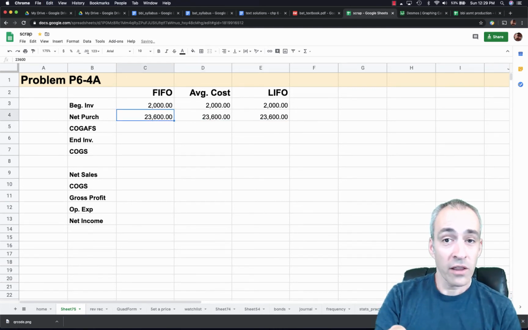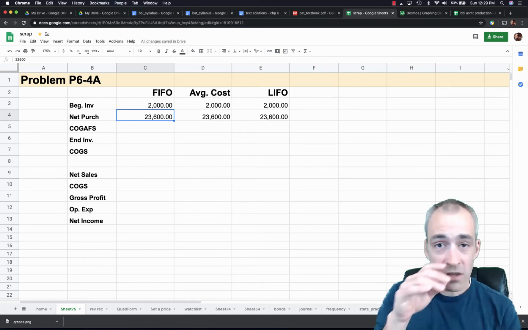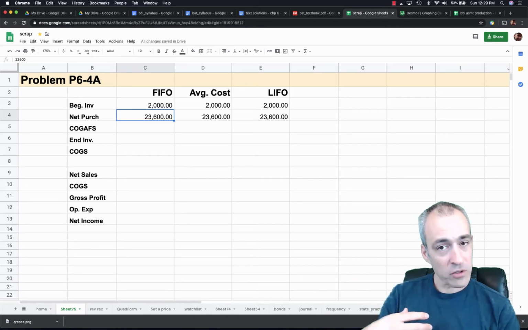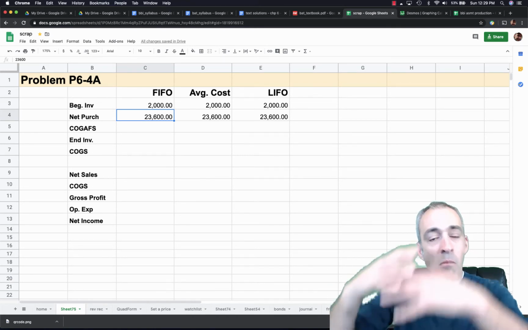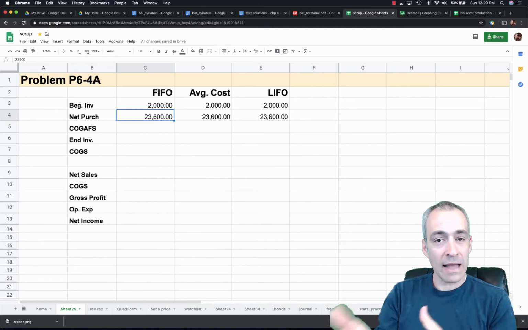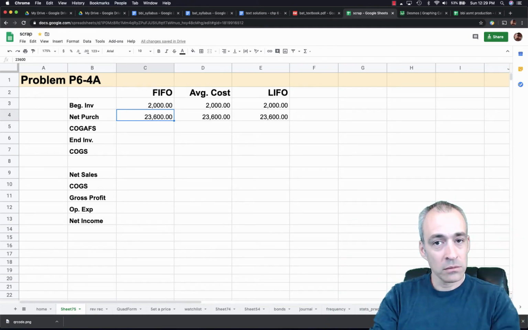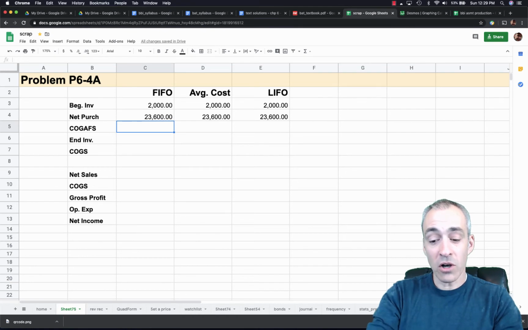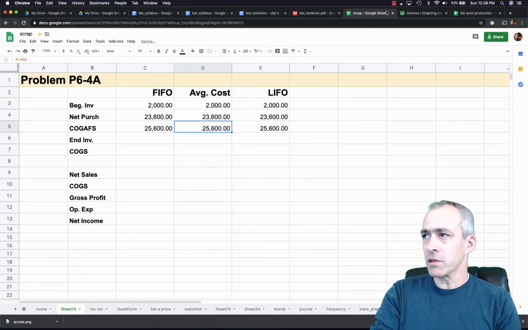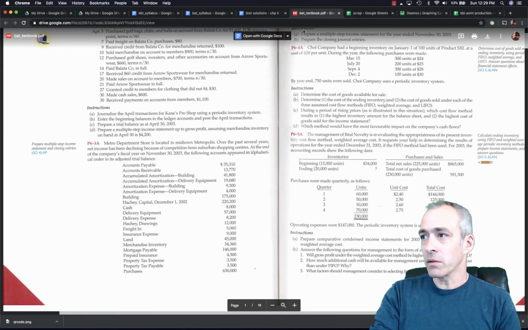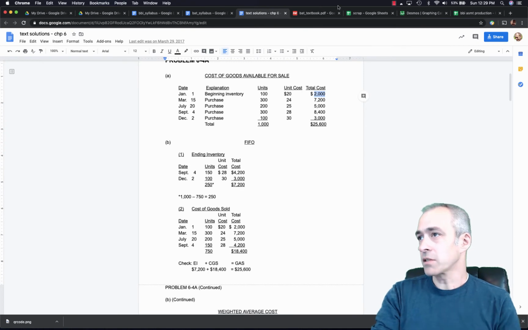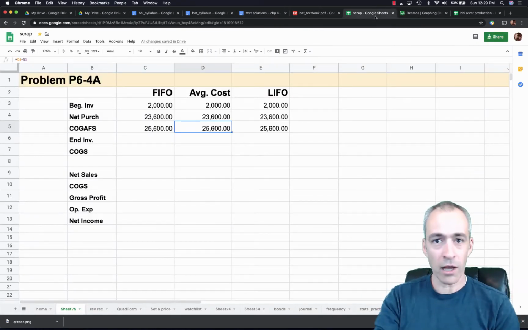Net purchases, 23,600. And notice something: these first 2 things don't change under any of the assumptions. You know how much you spend. Saying how much of the value that was around is left doesn't change how much you bought. Doesn't change what you started with. So the cost of goods available for sale is this plus this under all 3 methods. It was 25,600. Let me check my solutions. 25,600. Okay.